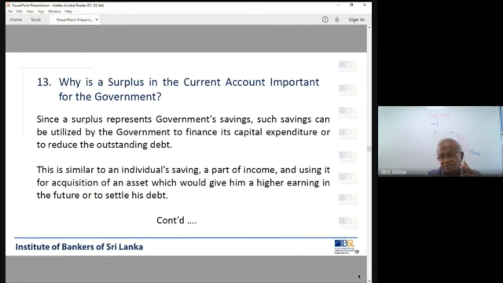Savings, investment, or the settlement of outstanding debt. This is what they have discussed. This is similar to an individual's savings, a part of income, using it for acquisition of assets, extension, buying gold, which would give higher earnings in the future, or settling his debt. Or you can buy some financial assets, start an FD. Same thing, the same argument is applicable to the government as well.